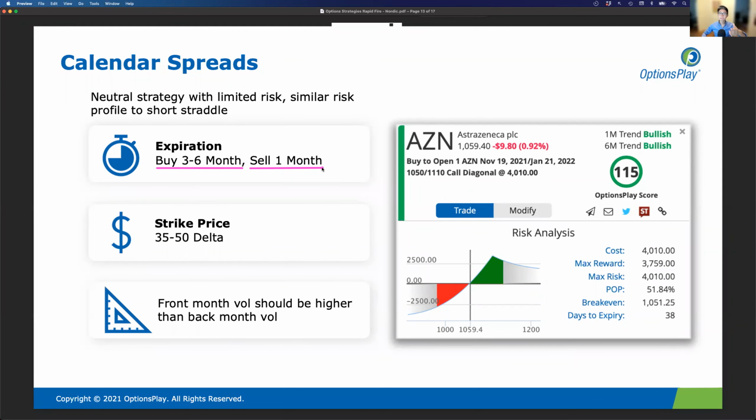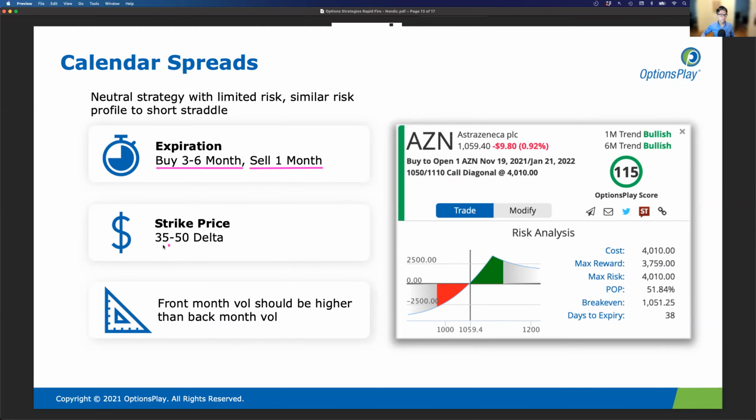Your expectation is that after the first month, that call might expire worthless and you might sell a second call, and then you might sell a third call by the time the long call expires. And this way, over the 3 call options or the 3 months, you're going to collect more premium than if you sold just one 3-month call option.